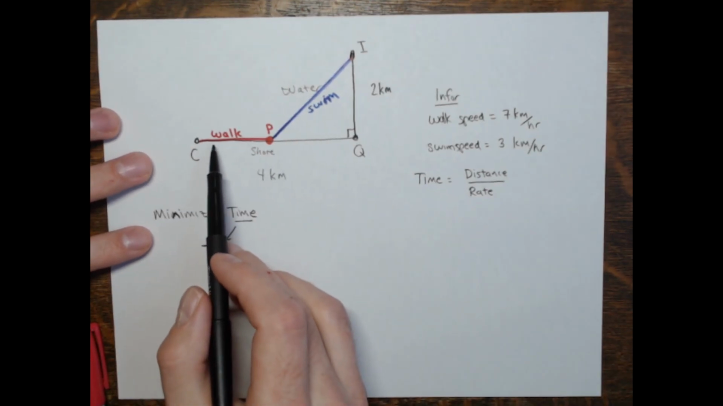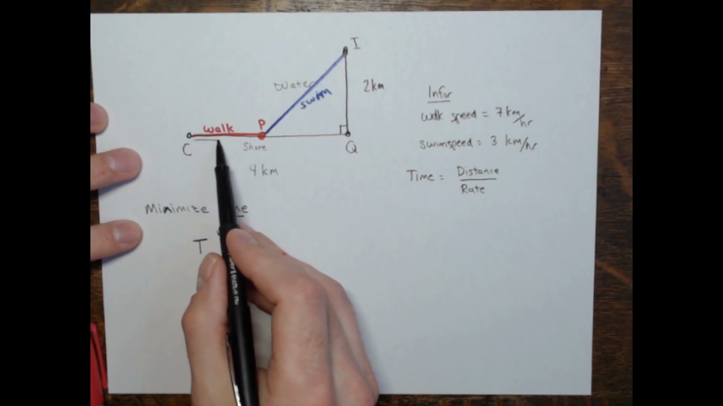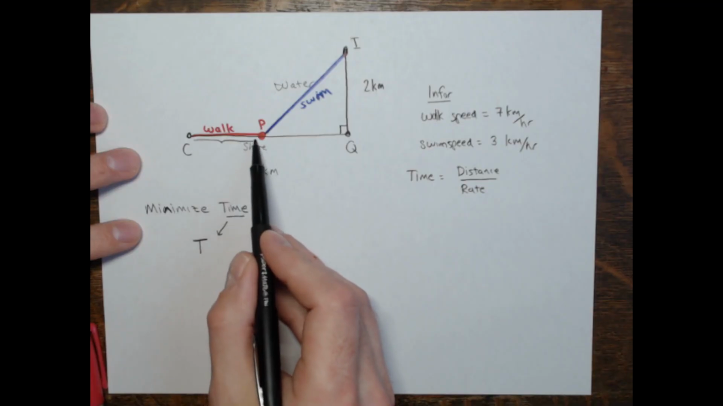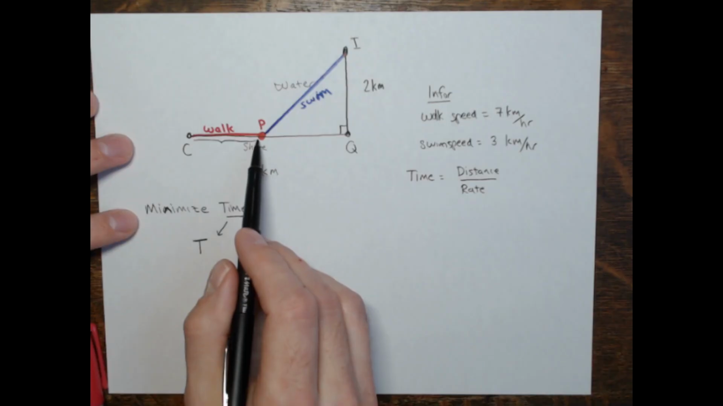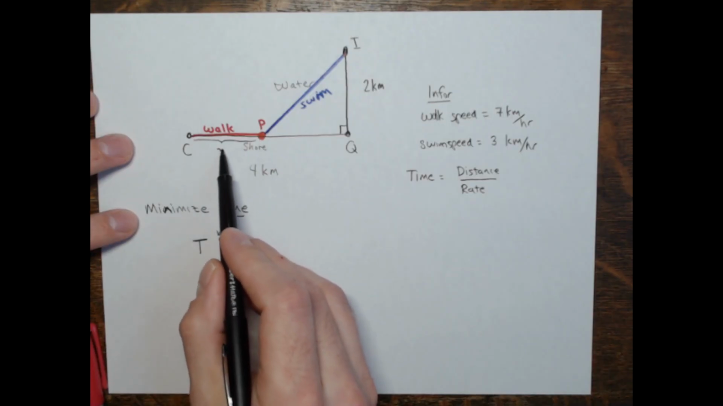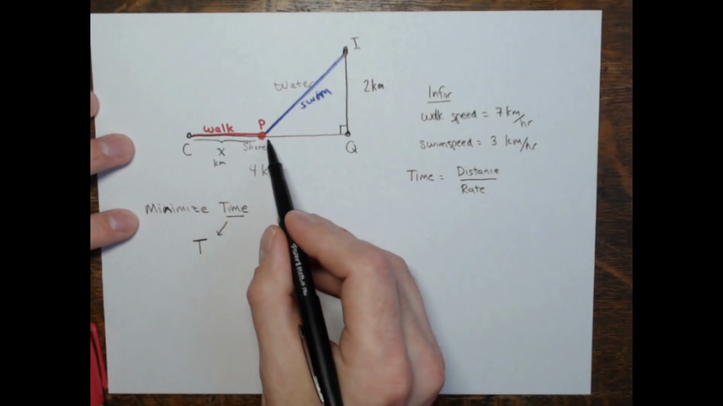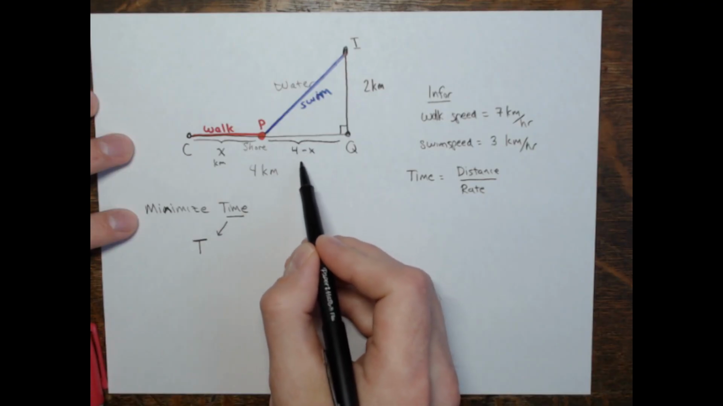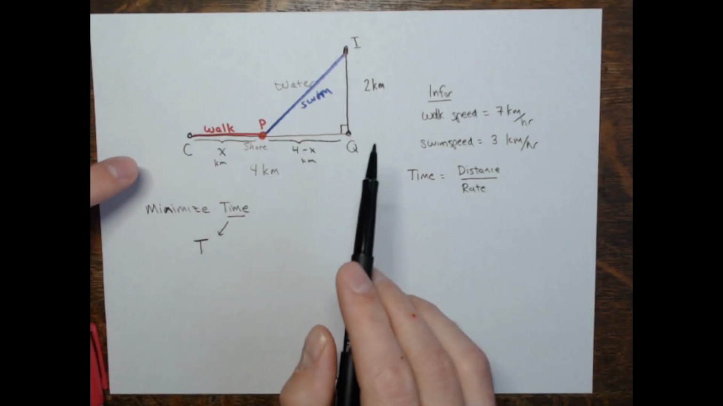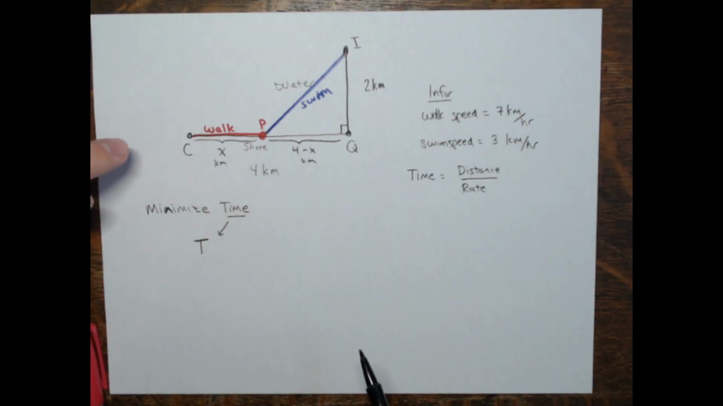All right, so just like in the last picture, this distance that she walks along the shore, I'm gonna call that x kilometers, right? I don't know how long that is. And then this distance that's left over would be 4 minus x kilometers. Right? Because the whole thing from C to Q is 4. So that's x, that's 4 minus x.